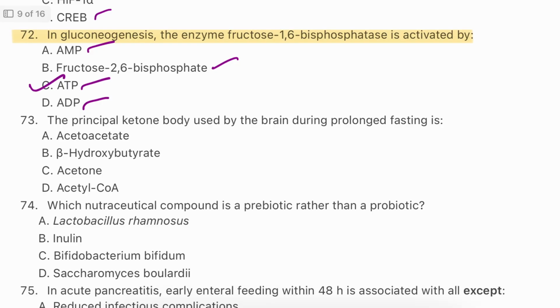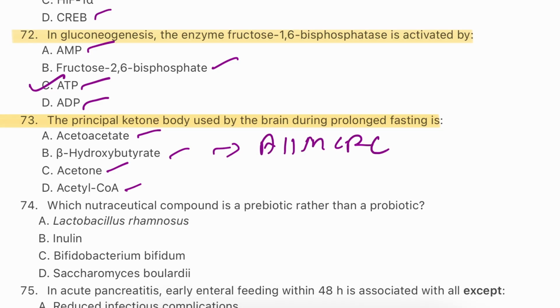Question number 73. The principal ketone body used by brain during prolonged fasting is acetoacetate, beta hydroxybutyrate, acetone, acetyl-CoA. This question is asked in AIIMS CRE. The answer is B. Beta hydroxybutyrate. Brain uses beta hydroxybutyrate as a ketone fuel during fasting.